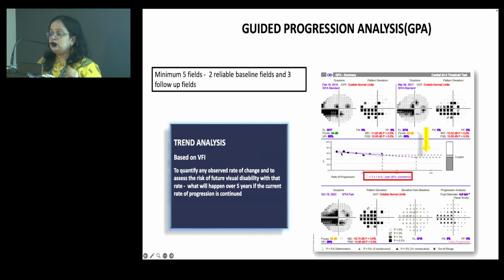So here the visual field index of each visit will be recorded, and the main thing is that the system can extrapolate this data over the next 5 years and tell you that if this patient is having the same rate of progression, what will be the patient's visual field index after 5 years. So there is a trend analysis, and it can tell you about the rate of progression also.